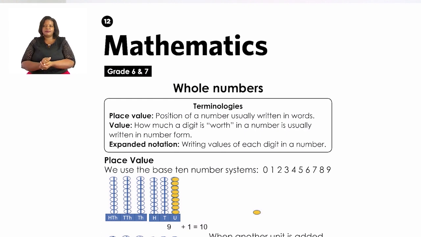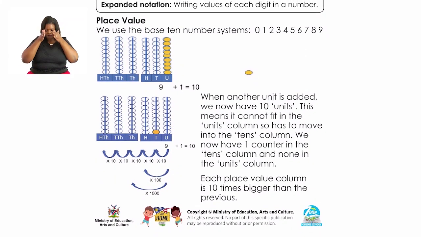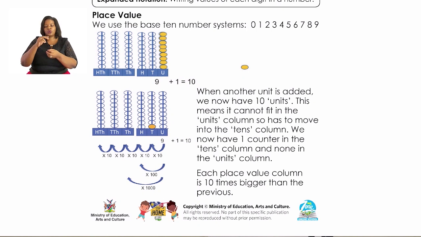Expanded notation is writing the values of each digit in a number. Those are the terminologies, so we have to go one by one, breaking them down. Place values: we use the base 10 number system, meaning from 0 to 9. You can see the numbers which are listed there: 0, 1, 2, 3, 4, 5, 6, 7, 8, and 9.